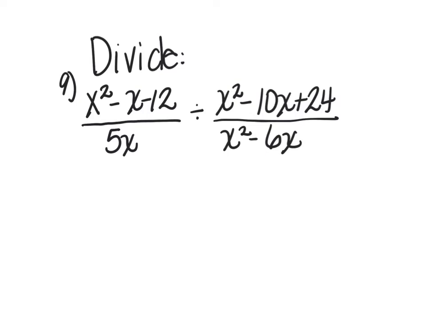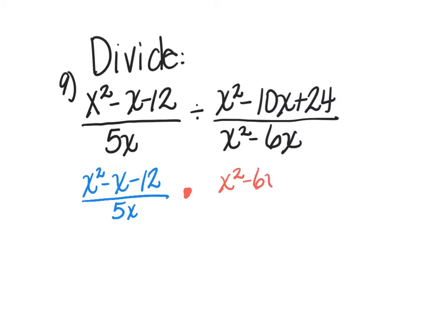Keep, change, flip. So we're going to keep the first fraction just like it is, x squared minus x minus 12 over 5x. We're going to change that division sign to a multiplication sign, and then we're going to flip the second fraction. So the second fraction now becomes x squared minus 6x over x squared minus 10x plus 24. Again, we're flipping it. The numerators and the denominator are changing place. Now we have a multiplication problem.